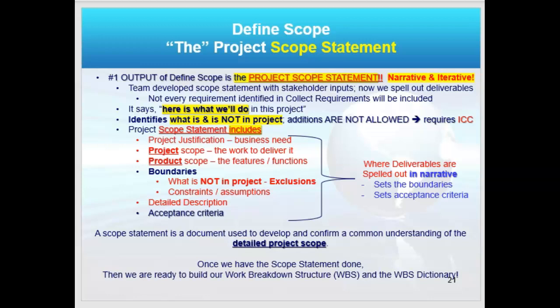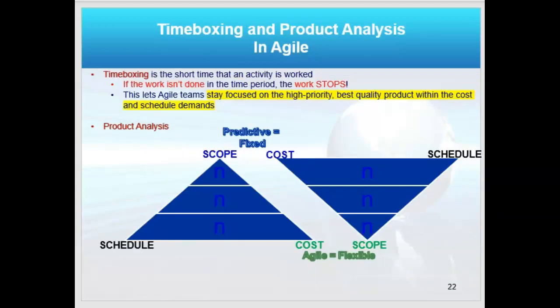It identifies what is and is not in the project. So these are in red, these are some of the things I would have. I'd state my project justification. That ties it to my business need that we did before the project started in the business documents. My project scope, which is the work to deliver it. The product scope, which are the features and functions we want long term. The boundaries, including what is not in the project, as well as constraints and assumptions. I want a detailed description of the product and acceptance criteria. That makes a great scope statement.